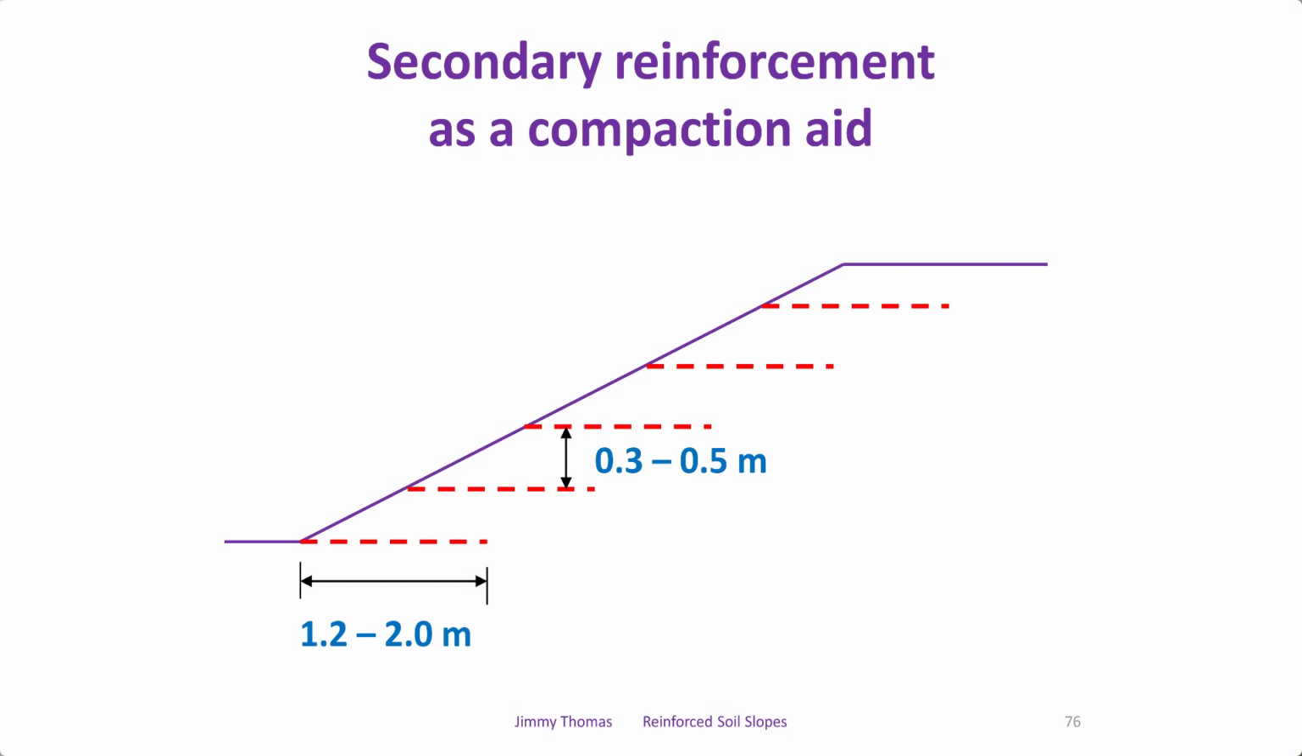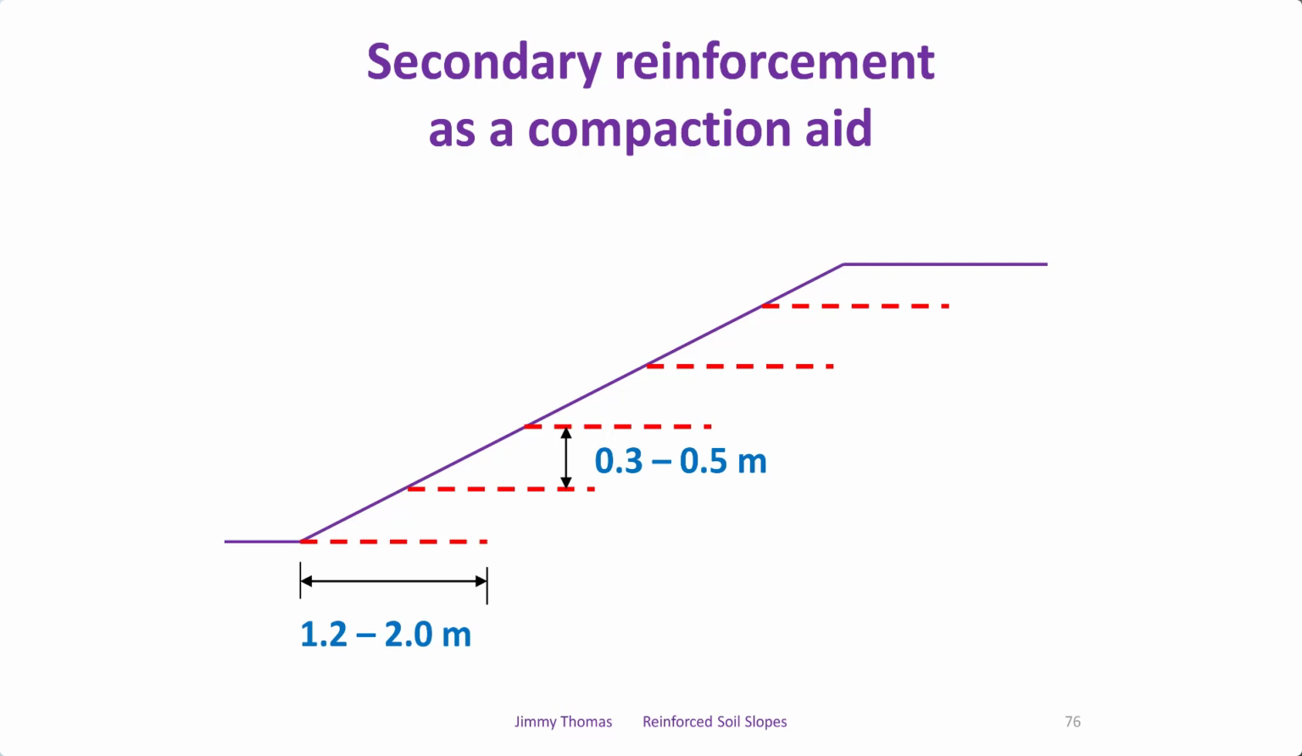Then another application was secondary reinforcement as a compaction aid. As I mentioned earlier, when we make an embankment, getting proper compaction near the slope face is difficult because in this zone there is no confinement. So when you run the roller, soil is free to move laterally, so it doesn't get compacted. Normally what is specified is, suppose this is my face, I put probably half a meter extra, compact it, then trim it back like that. It is in the specifications, but nobody actually does it.